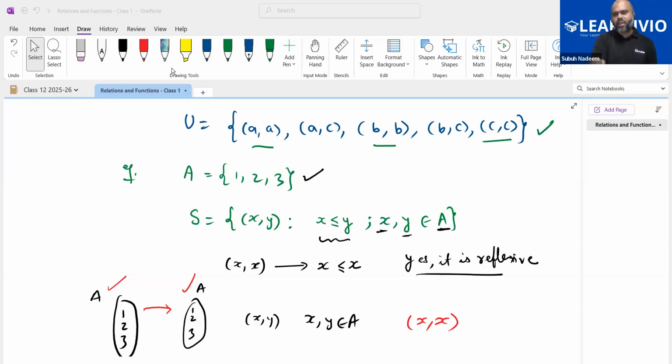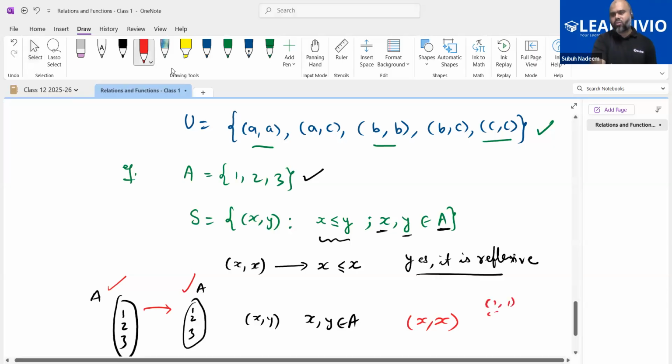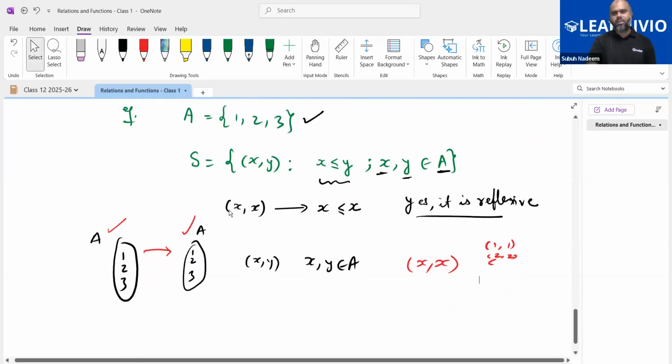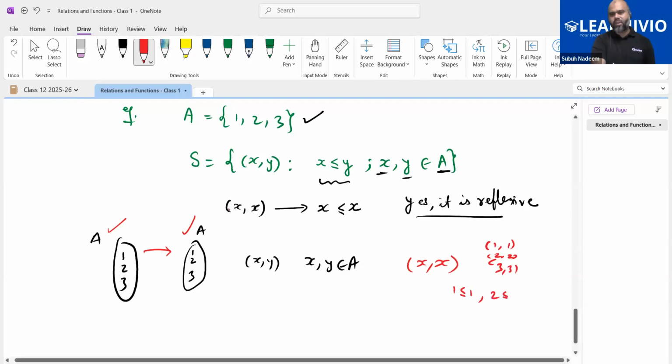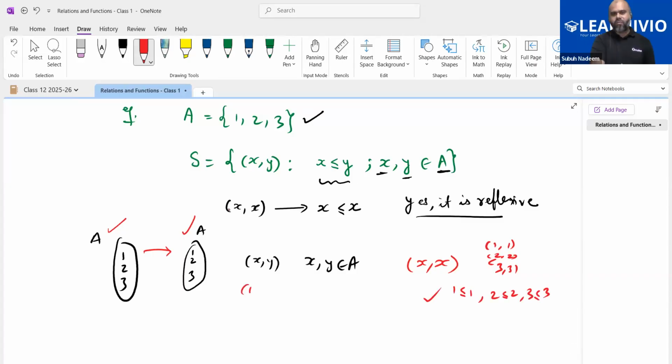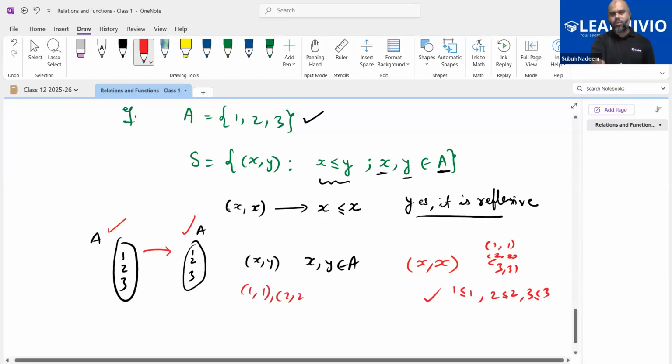So what we are checking here is whether (1, 1), (2, 2), (3, 3) are present in that set. We know that 1 is less than or equal to 1, 2 is less than or equal to 2, and 3 is less than or equal to 3. So yes, (1, 1), (2, 2), (3, 3) belong to the set S.